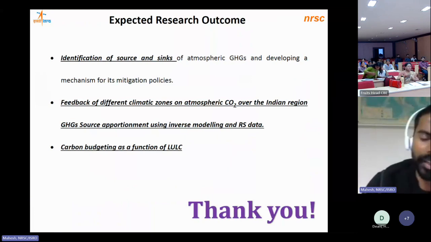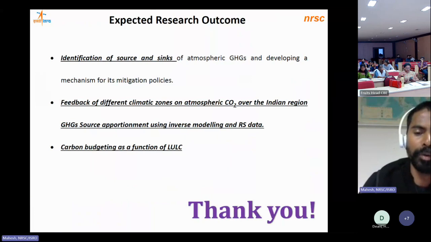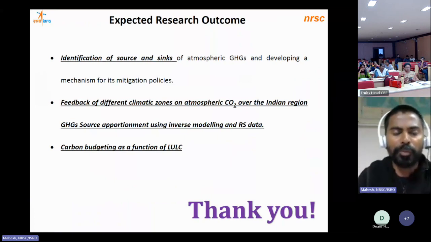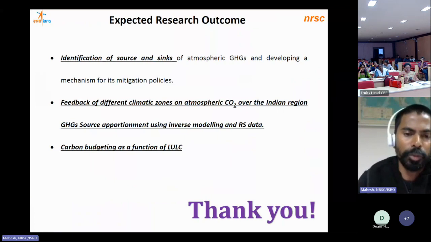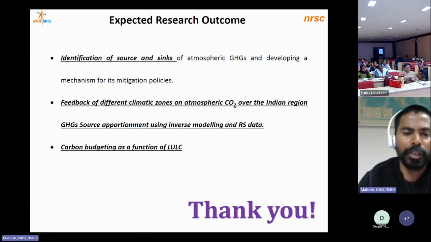India has different climatic zones, of which we are targeting 9 to 10, and for each climatic zone, we will study the feedback on atmospheric CO2 and estimate the carbon budget using the model and the remote sensing data. Again, we are going to use land use land cover to see the emissions with respect to land use land cover changes. This ultimately will give us the carbon budget over the Indian region: which regions are contributing more as sources, and which regions are acting as a sink for CO2. That budgeting information will be useful for policy decision makers to take decisions and plan mitigation strategies.